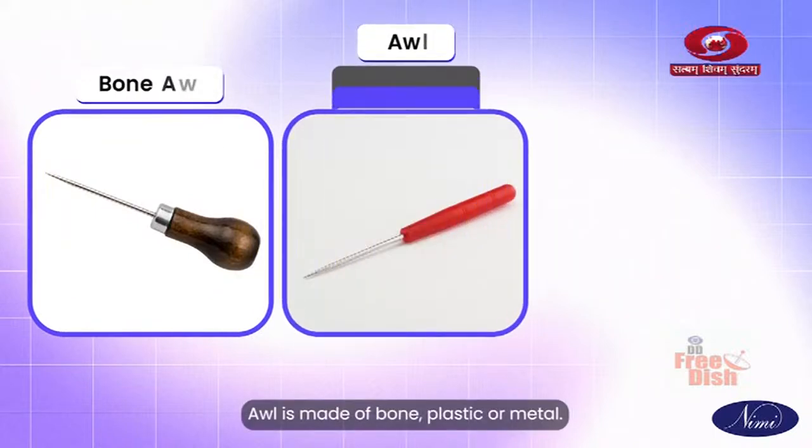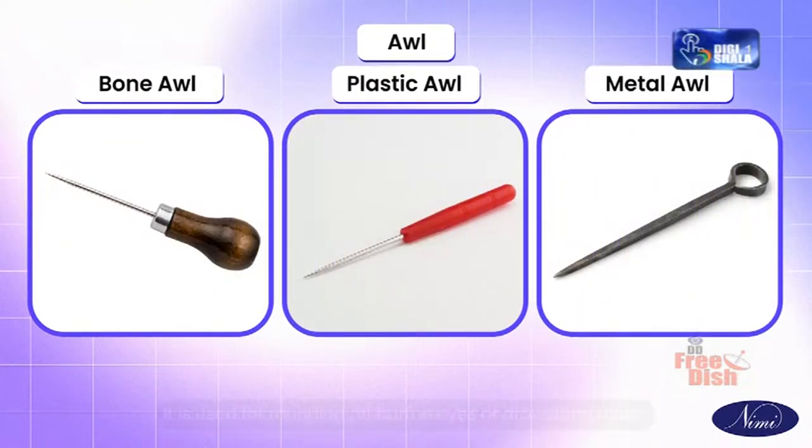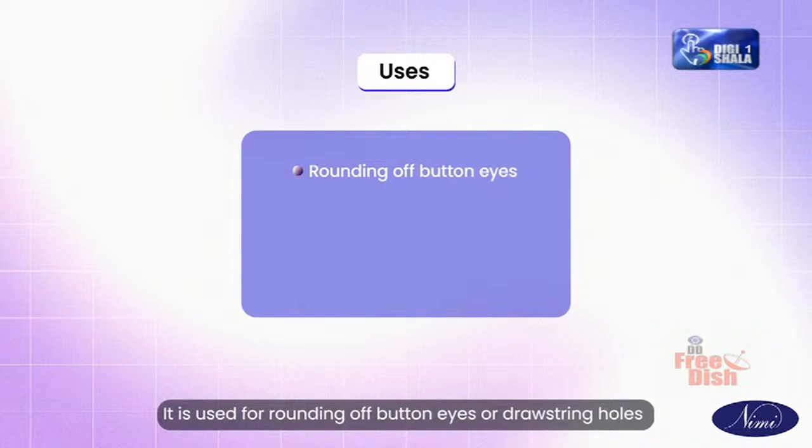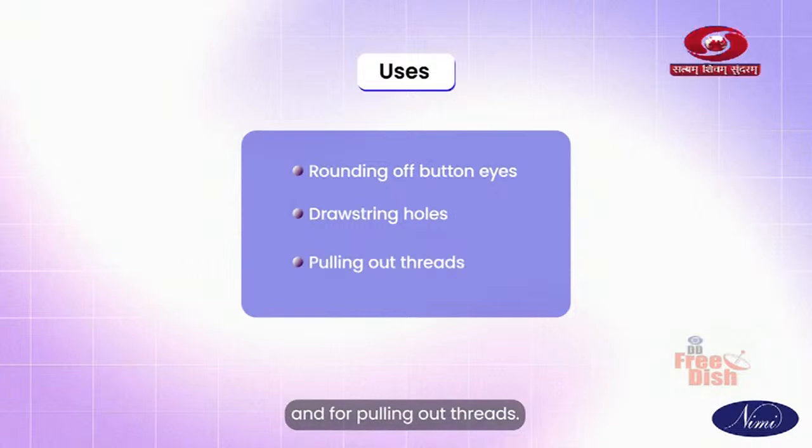Awl is made of bone, plastic or metal. It is used for rounding off button eyes or drawstring holes and for pulling out threads.